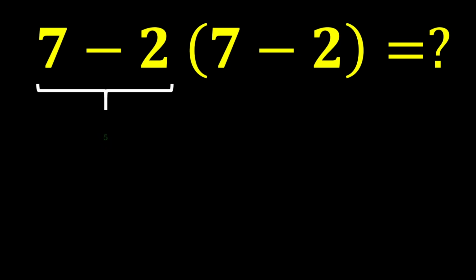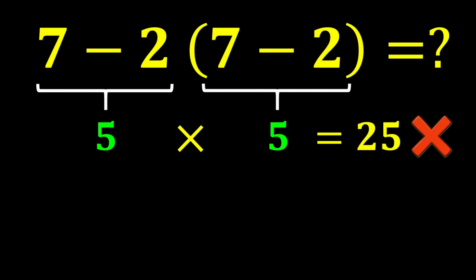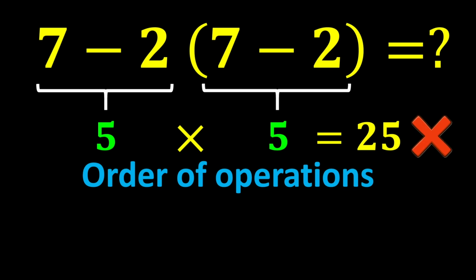7 minus 2 gives us 5, and again inside the parentheses, 7 minus 2 gives us 5. In the end, 5 times 5 gives us 25, which is our final answer. But this answer is not correct because we did not follow one of the most important rules in mathematics called the order of operations. The order of operations tells us that when we face a mathematical expression, we cannot start solving it from anywhere we like.